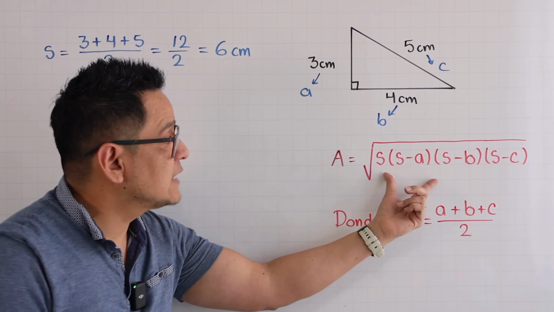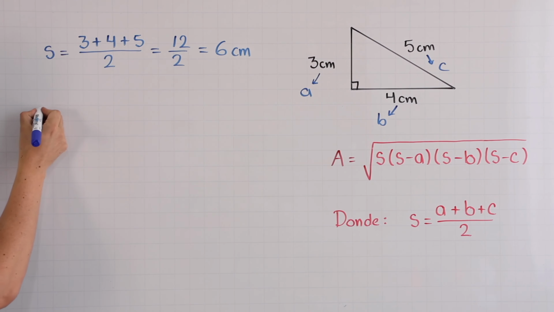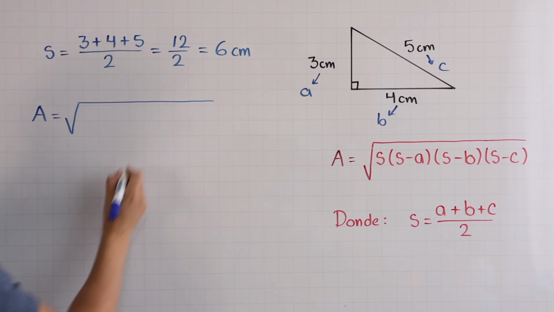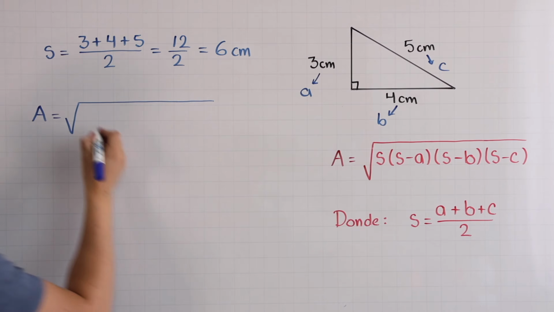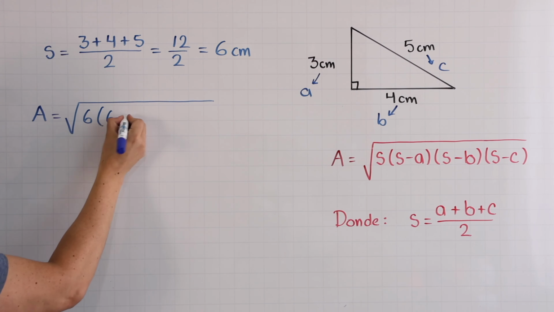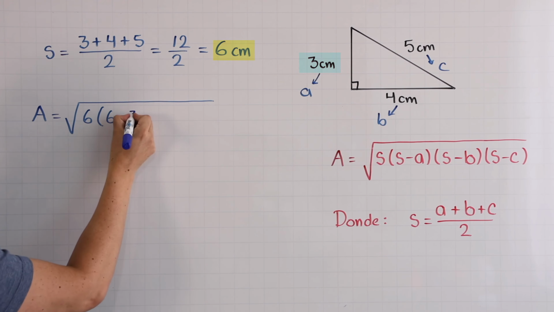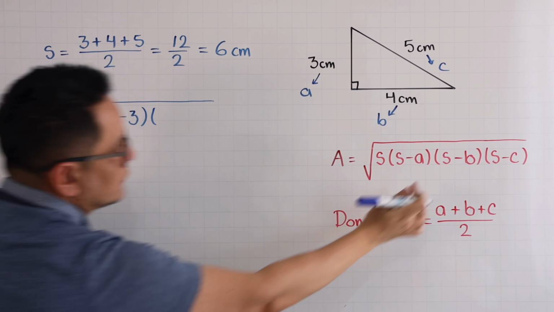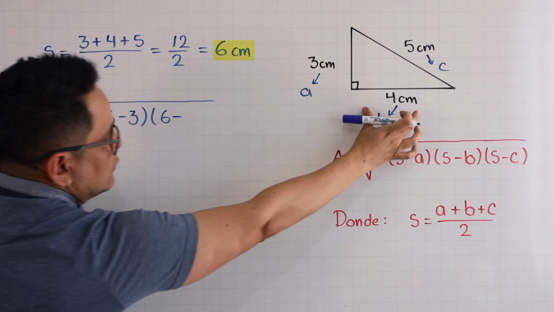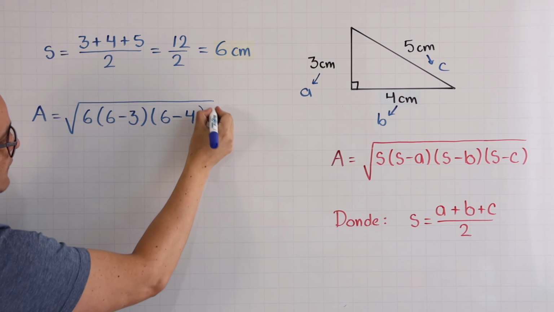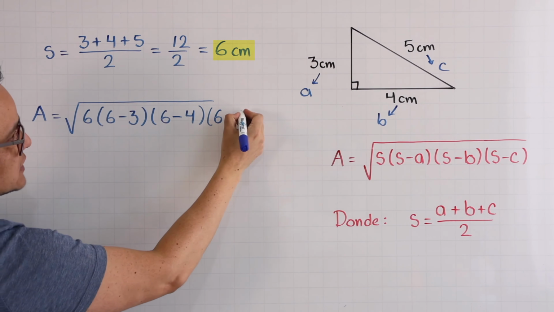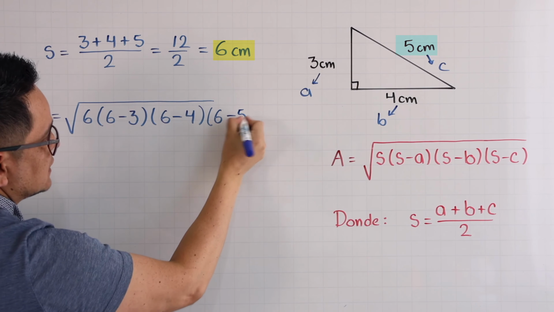And now we're going to go straight to the formula for the area. It says that the area has to be equal to the square root of S times (S minus A). But S comes out to 6. So I would have 6 times (6 minus 3). Then this times (S minus B), that is, in this case, times (6 minus 4), which is the value of B. And finally, this times (S minus C), that is, in this case, times (6 minus 5). Done.